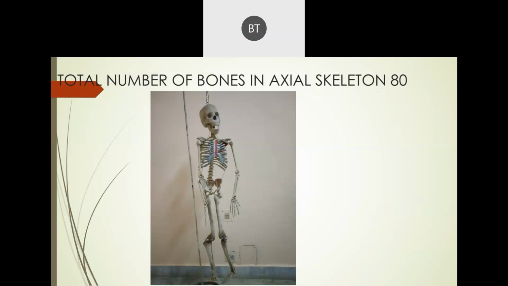Shoulder girdle, upper limbs. Pelvic girdle, lower limb. Wait, pelvic, what did you say? Pelvic. Can you please spell it? P E L V I C. Is it P or V? Pelvic, yes, P. Now pelvic girdle. Okay, pelvic girdle, then?